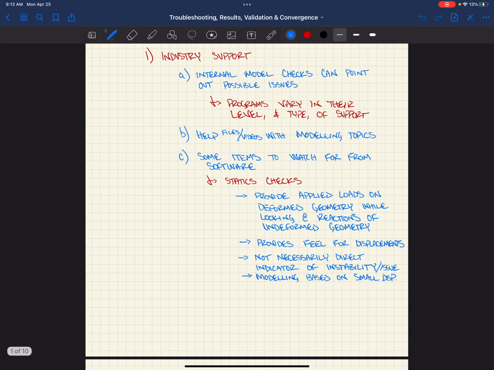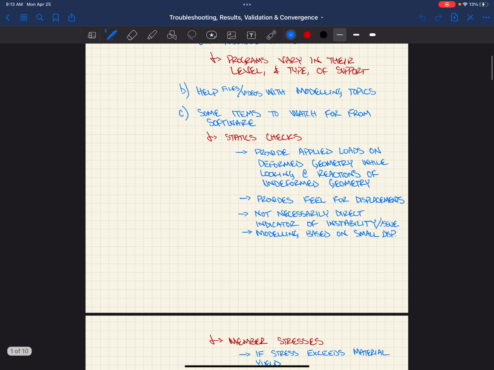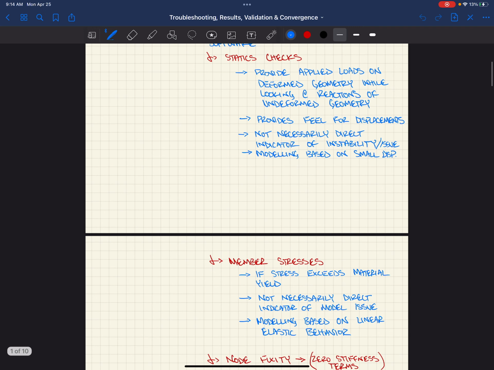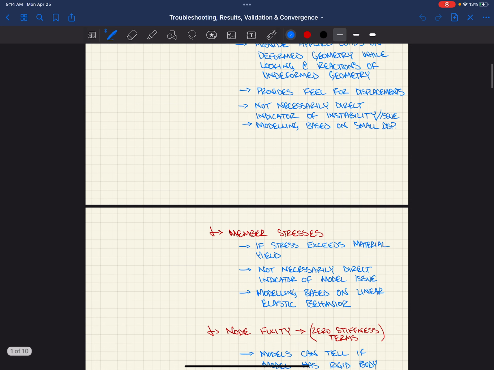Perfect. So as I mentioned, it provides a feel for displacements, not necessarily a direct indicator of instability or an issue. Sometimes you might have some displacements and some small amounts of a statics imbalance, not necessarily, modeling based on small displacements, right? So if that imbalance gets large, then that gives VA a means of saying, hey, you might have a problem, okay? Probably have a problem, might have a problem.